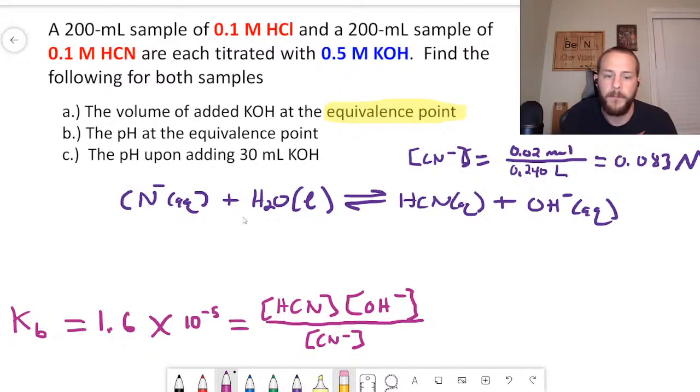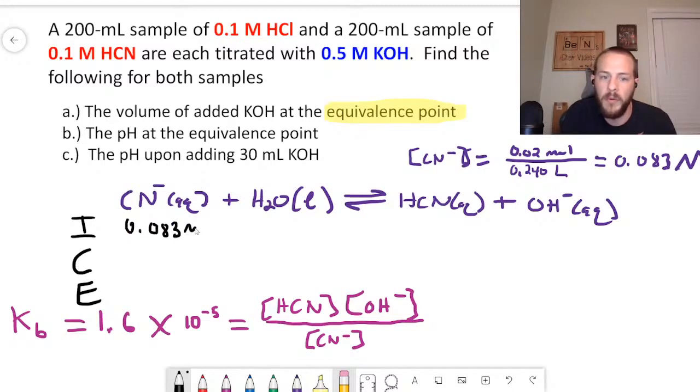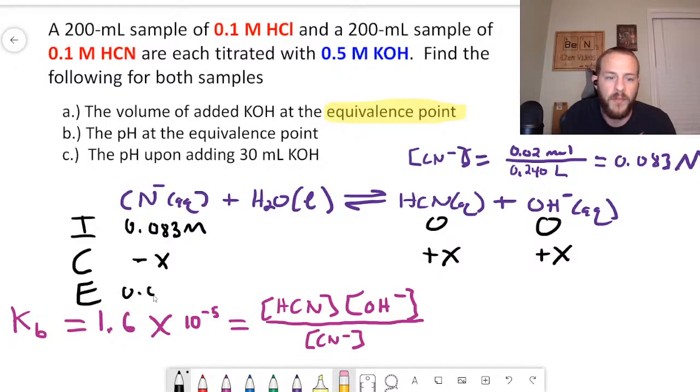All right, so we know that Kb is equal to the concentrations of the products divided by the concentration of the reactants. At this point, we can use our ICE table, so I'll fit that in here. I stands for initial, C stands for change, E stands for equilibrium. Initially, we have 0.083 molar in the case of CN minus. We can assume that we have 0 of each product. The change: CN minus is going to decrease by an amount that we'll call x, which means HCN and OH minus are going to increase by that same amount, x. So at equilibrium, it's initial plus change: 0.083 minus x, and then these two are just x and x. So that's our ICE table.